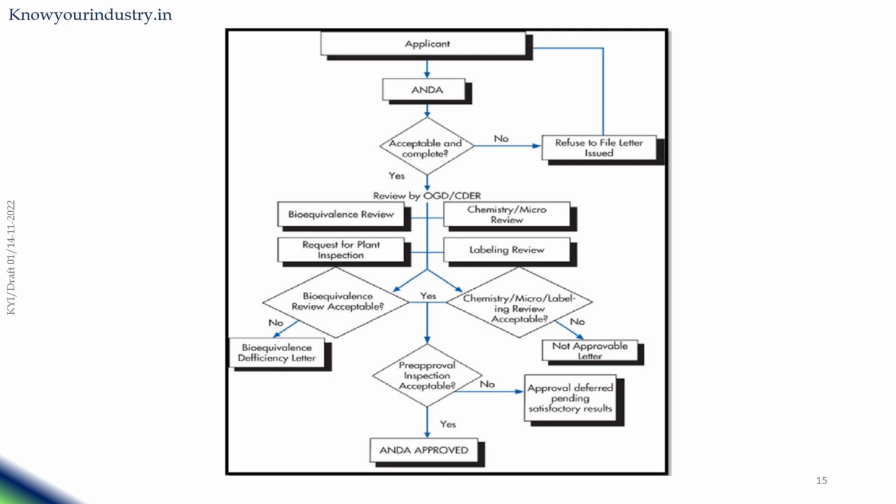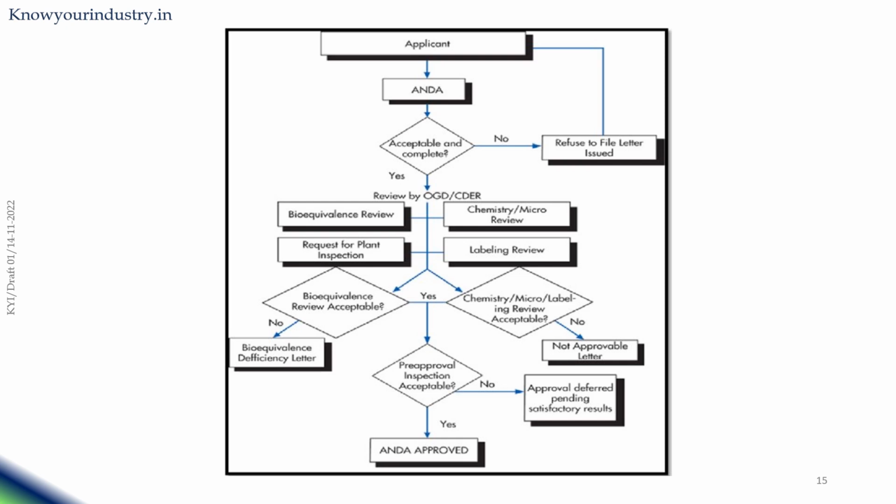In this slide, we have taken an example of ANDA submission to the agency. See, the applicant files the ANDA. If it is acceptable, then it will go to the review by OGD or CDER. If it is not acceptable, then the applicant will receive a refuse to receive letter.